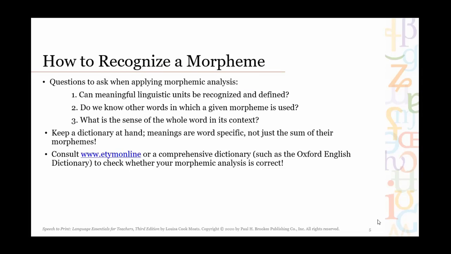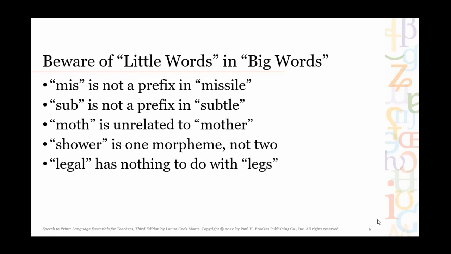How do we recognize a morpheme? Well, there are some questions that can be asked when applying morphemic analysis. Can meaningful linguistic units be recognized and defined? Do we know other words in which a given morpheme is used? And what is the sense of the whole word in its context? Words are word specific, not just the sum of their morphemes. For example, beware of the little words in big words, because sometimes words appear to have morphemes but don't have meaningful linguistic units within. You can see some examples of this on the slide.